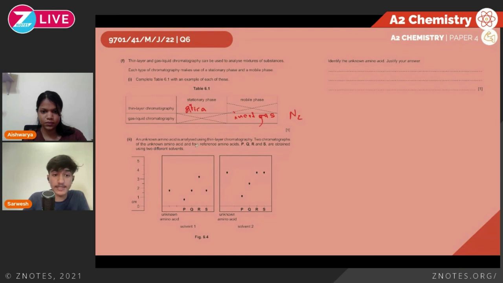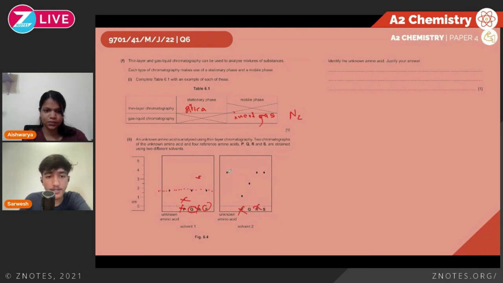An unknown amino acid is analyzed using TLC. Two chromatographs of the unknown amino acid and four reference amino acids, P, Q, R, and S, are obtained using two different solvents. Identify the unknown amino acid. So the unknown amino acid, it's over here. So the rest which are over here are Q and S. So we can cross the rest of these off. So P and R are not possible answers.